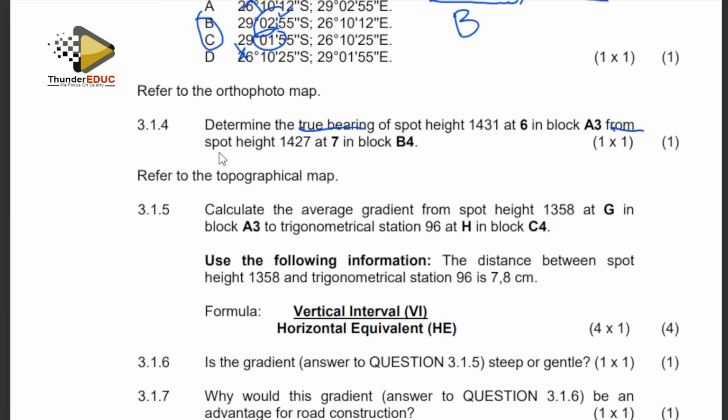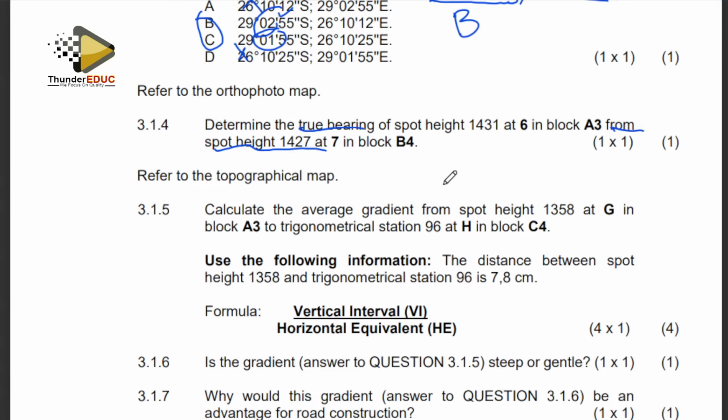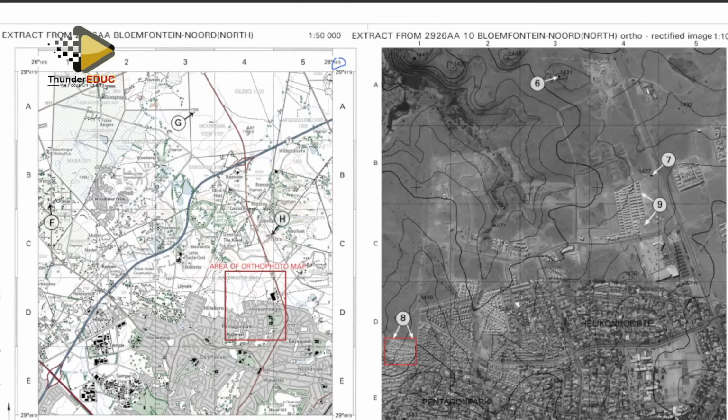What is the starting point here? Spot height 1427 at 7. So we come here. Where is 7? 7 is here. So we are starting from 7 here, going to 6. So 6 is here, 7 is here. So these are the two areas we are using. What do we do? Remember I told you that we draw a straight line, if you have a ruler, to be straight in the two places. Since you are starting at this, this is where we draw our true north. It should be straight in relation to these other lines, okay?